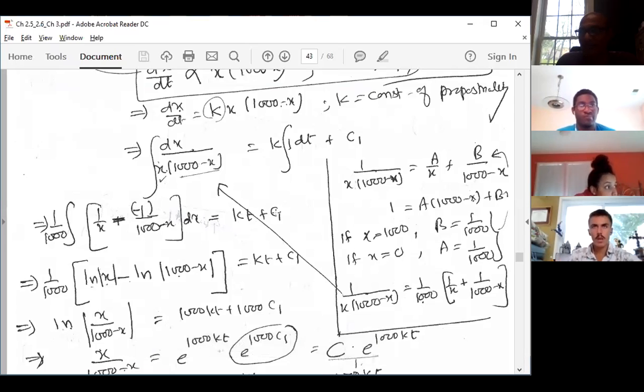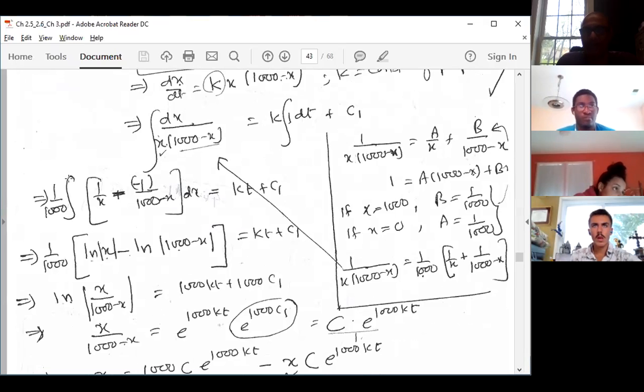That is equal to KT plus C1, because integration of K with respect to T is KT plus C1. Okay. 1 over X integration is ln X minus... Now 1000 minus X. What is the derivative of 1000 minus X? Alex, what is the derivative of 1000 minus X? Derivative of 1000 minus X is just 1. Oh my gosh, or negative 1.